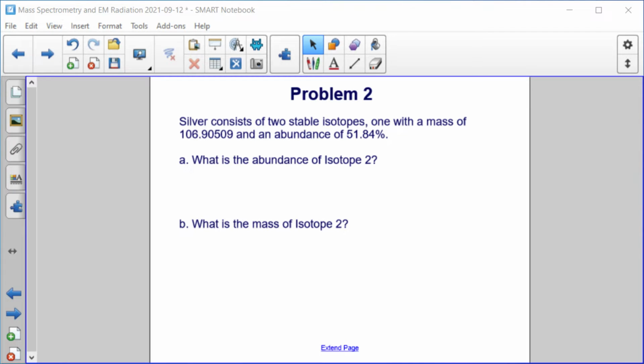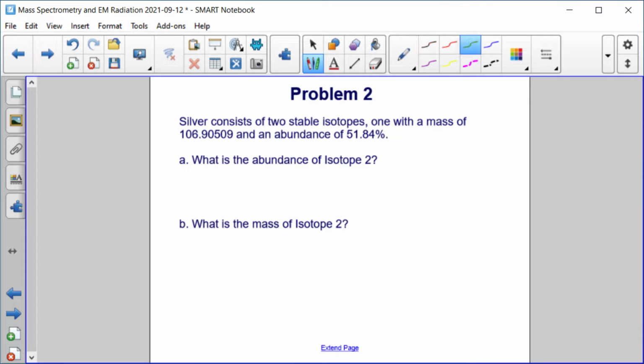All right, so let's start with Part A, the abundance of isotope 2. Now here's the thing, the total percent abundance has to add up to 100, right? And we only have two stable isotopes. So if this first one with the mass of 106.90509 has abundance of 51.84%, then the second one would have to add up to 100, okay?